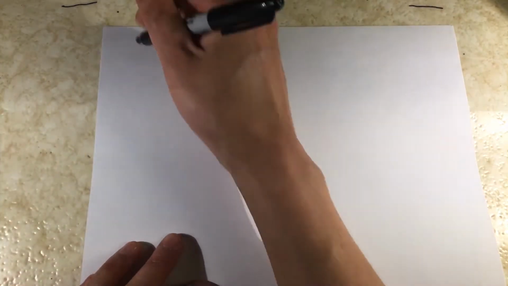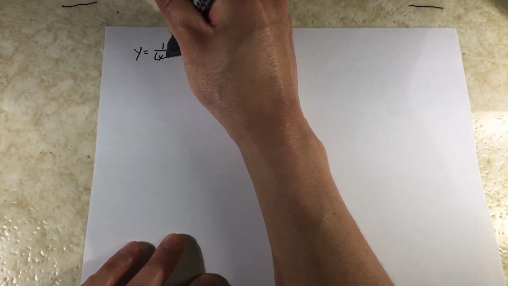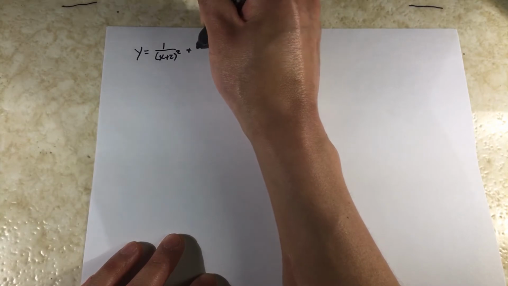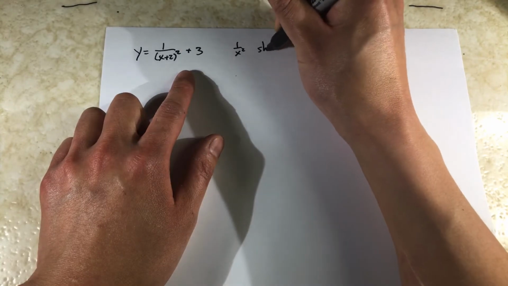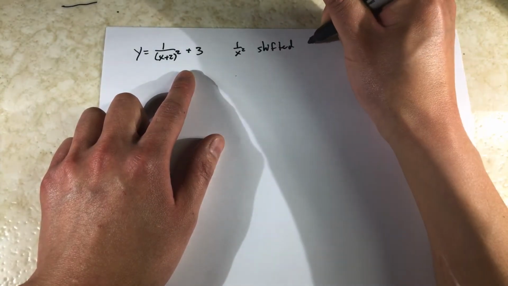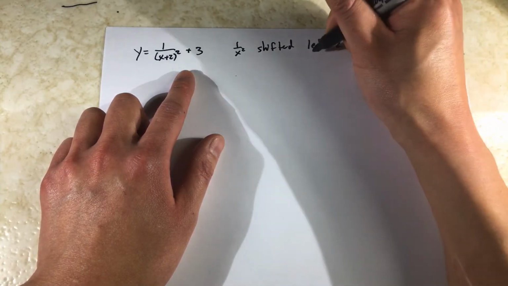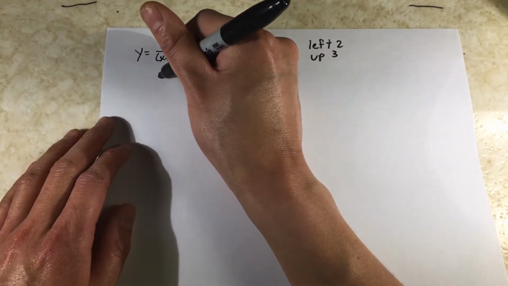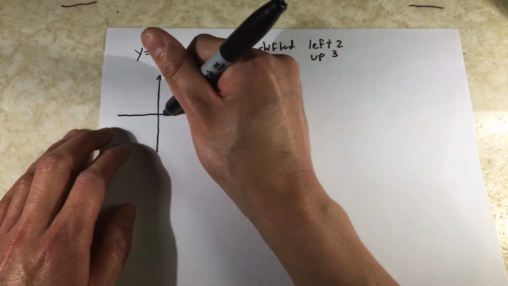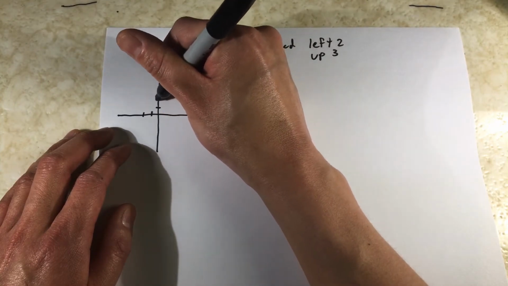All right, so let's do an example. So let's do an example that we know. y equals 1 over (x plus 2) squared, plus 3. And if you recognize, this is the function 1 over x squared, but it's been shifted basically left 2 and up 3. So if you were to graph this, again, I'm not going to graph this on graph paper, but I'll give you kind of a rough graph. So it's left 2 and up 3.